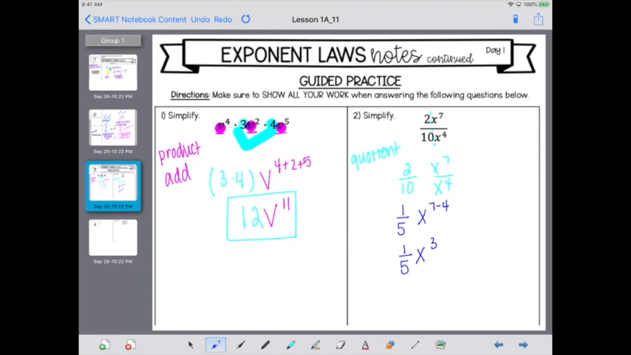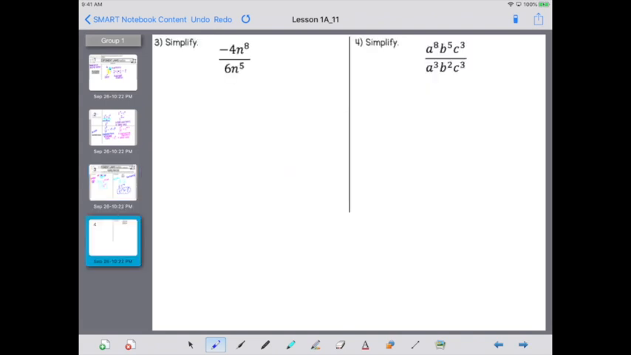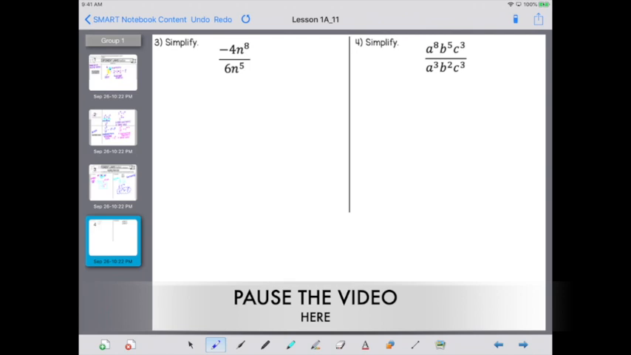You can rewrite it as your 1/5 as your coefficient, or you can rewrite it as x to the 3rd over 5. Either one of these will work, and they will be both equivalent in your answer for number 2. Remember, we're subtracting our exponents for quotient laws, and then we have product where we're adding our exponents. Let's move on. Number 3 and number 4. Try on your own, and then we're going to come back and go over the answers.